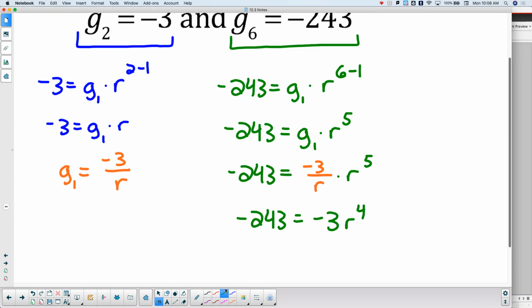How did you do that? Substitution. Yeah, I got negative 3 over R times R to the 5th, and then R to the 4th. Simplify your powers. So you just cross the bottom out. Well, what's R to the 5th divided by R? R to the 4th.